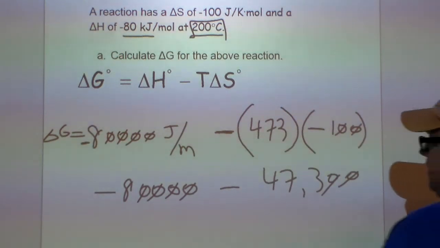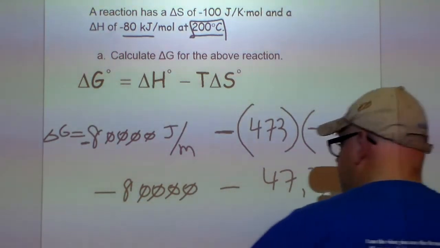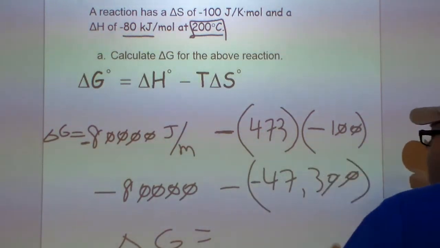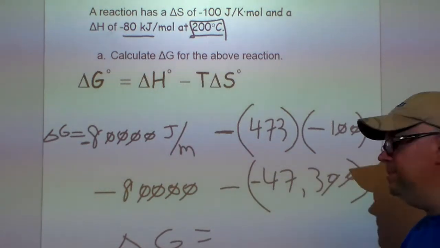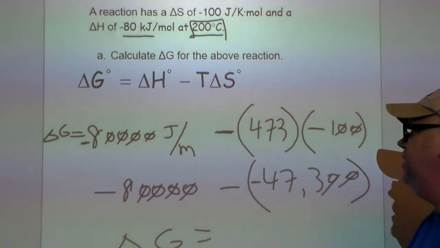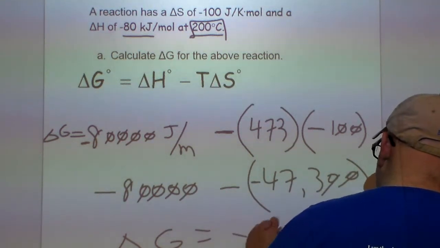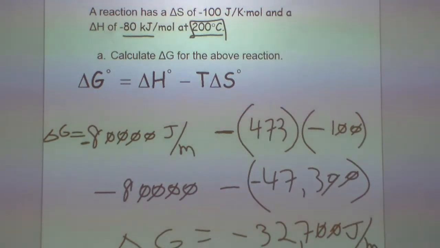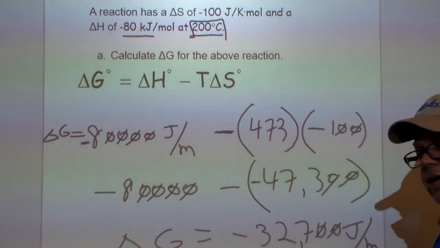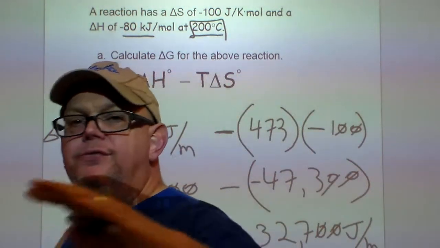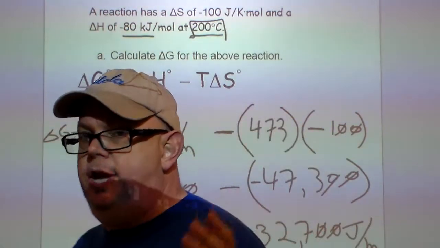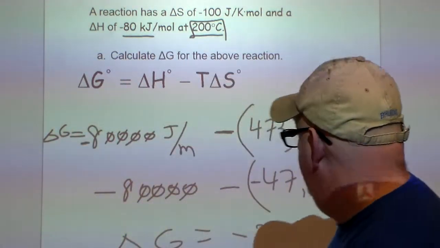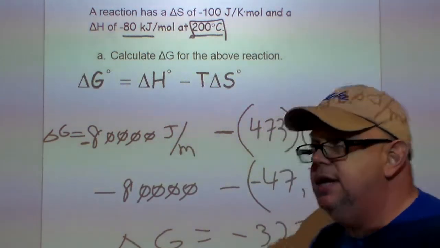So we have that. Now, the final answer is delta G. And remember, this is a negative number, right? So when you have a negative and a negative, that becomes positive. So it's going to be negative 80,000 plus 47,300, which gives us a negative 32,700 joules per mole. Now, is this reaction spontaneous? That's the question. Remember, spontaneous has to do with whether the reaction is going to proceed forward without any outside interference, any outside energy. If delta G is less than 0, then yep, the reaction is in fact going to be spontaneous. And guess what? Delta G is negative, so the reaction is going to happen spontaneously.